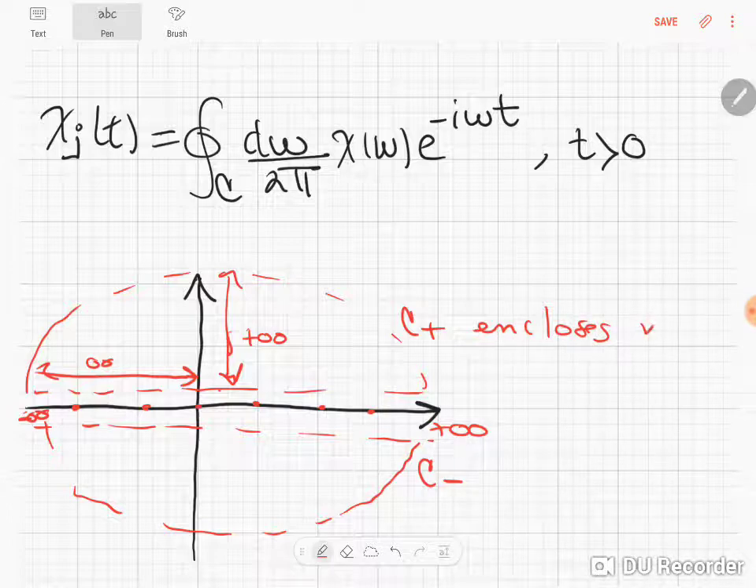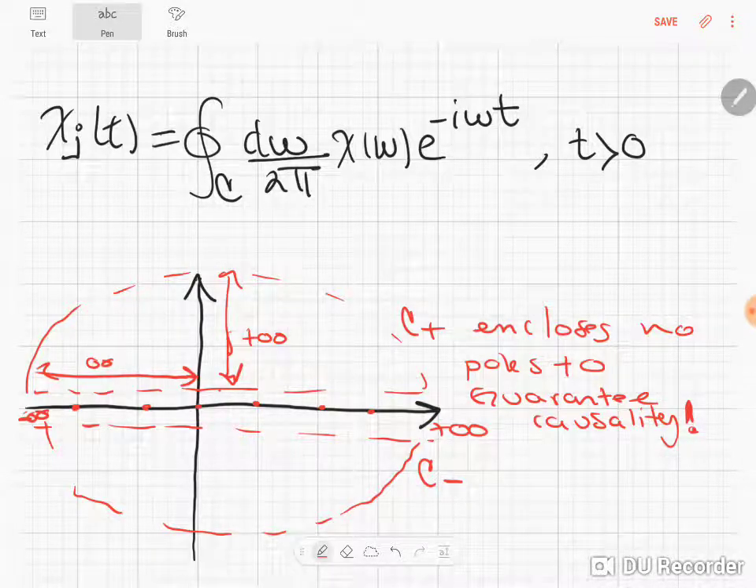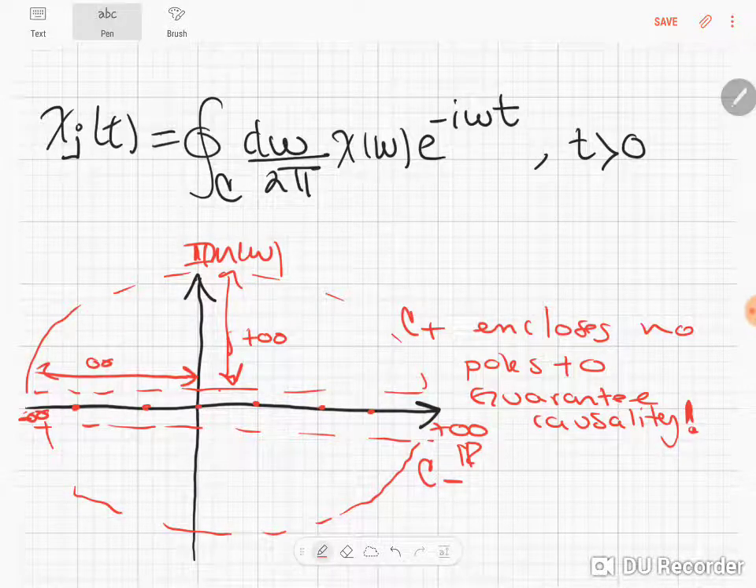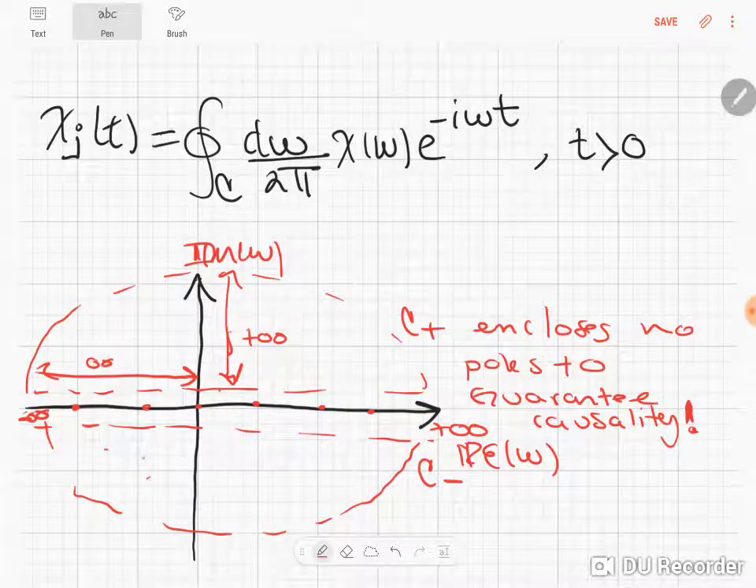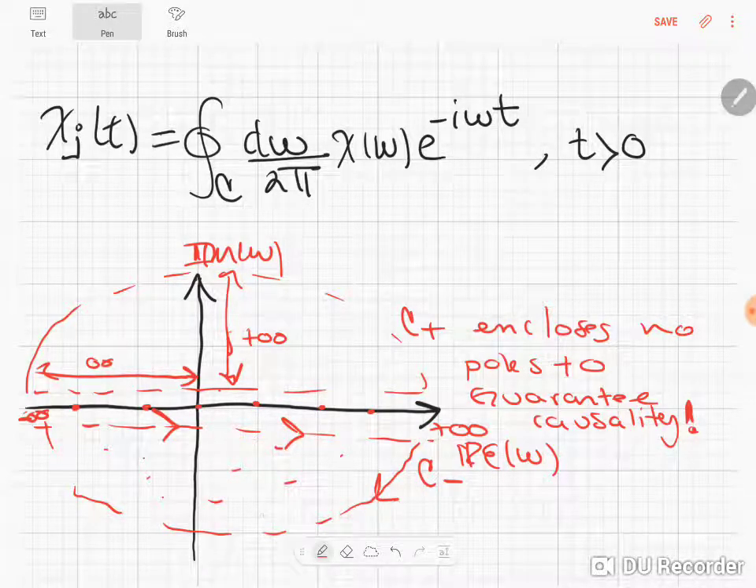And we defined that the contour C plus encloses no poles to guarantee causality. That's the restriction we impose for causality. So this contour C plus encloses no poles, so all the poles are enclosed by contour C minus, which is just a semicircle that lies on the lower complex plane. Of course, this is the imaginary part of omega, this here is the real axis, the real part of omega, and all poles are enclosed by C minus.